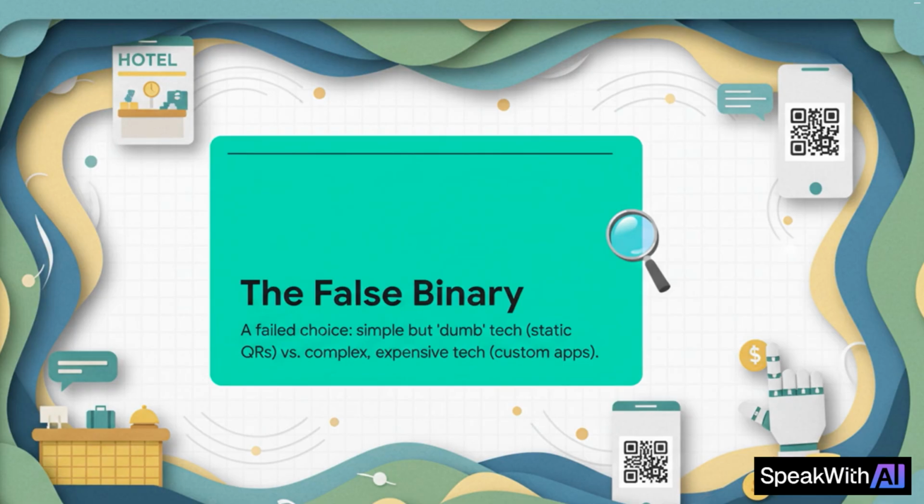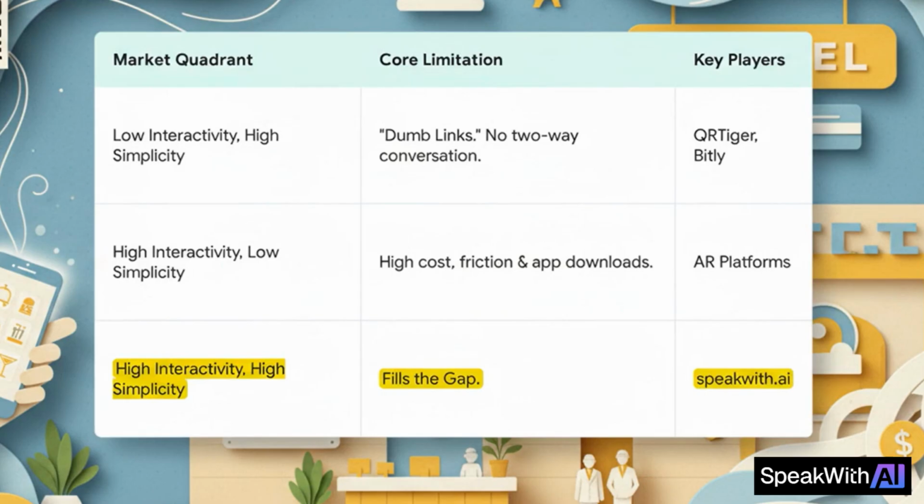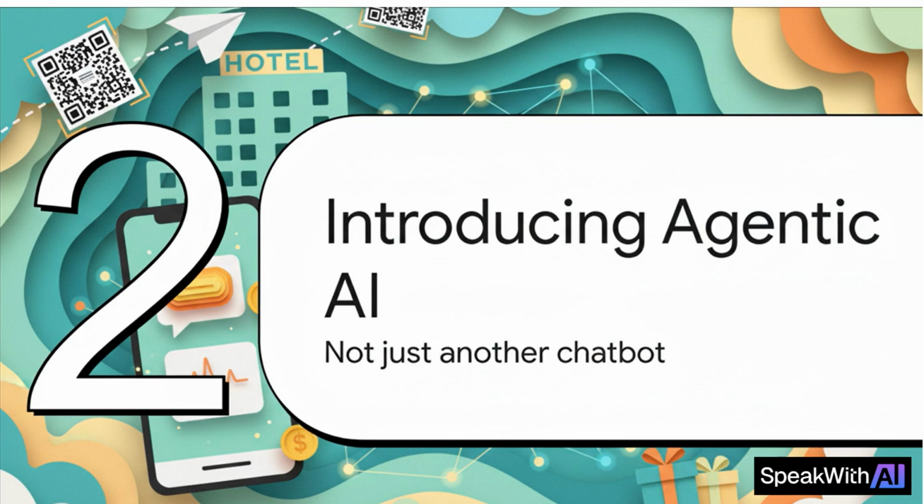You see, for years, leadership has been stuck in this false binary. You've been forced to choose between two pretty bad options. Option one is simple but dumb tech, like those static QR codes. Option two is interactive tech that's way too complex, way too expensive, and forces your guests to download an app they just don't want. And this chart lays it all out perfectly. Down here, you've got your simple but non-interactive dumb links. Over here, you've got your complicated, high-friction custom apps. But this quadrant up here, the one you actually want, high interactivity and high simplicity, it's been completely empty. This is the gap. This is the opportunity. So the big question is, how do we fill that gap?